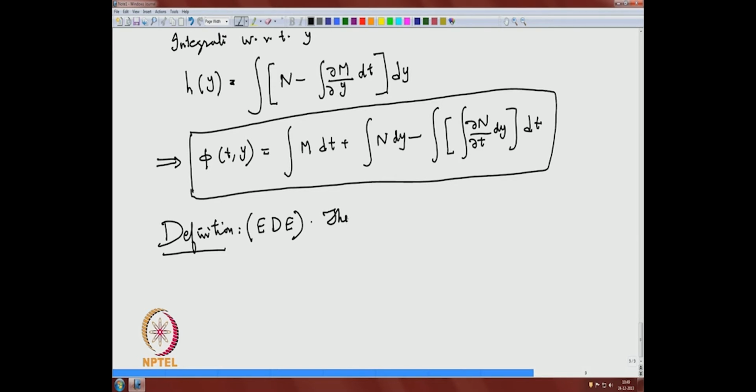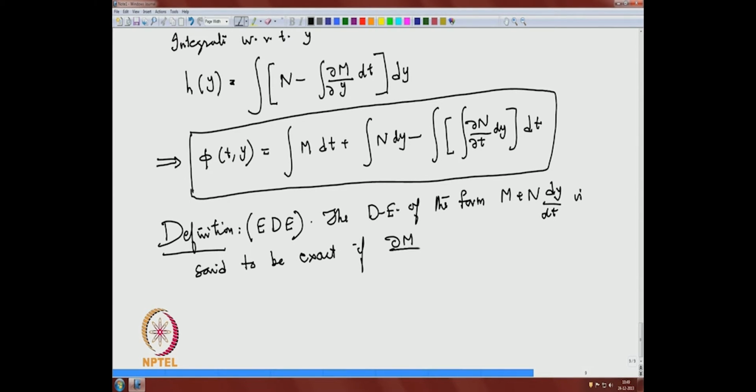So, we have a definition of the exact differential equation. The differential equation of the form m plus n dy by dt is said to be exact if dm by dy is equal to dn by dt. You see, it is just an easy verification. If you want to determine whether a differential equation is exact or not, you just have to compute this.